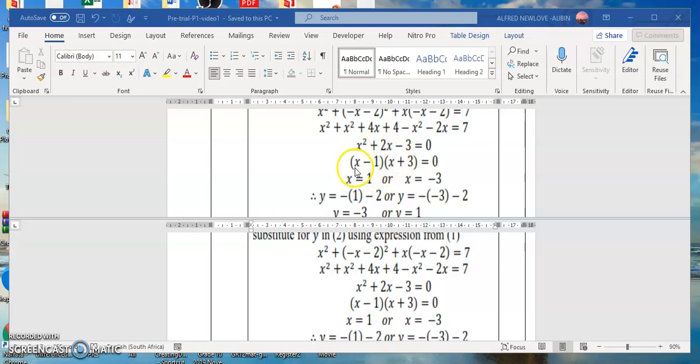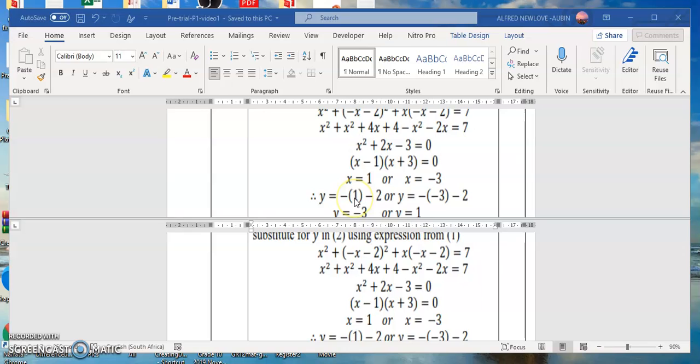To use the factor method, you find two numbers which when you multiply you get negative 3, and when you add you should get plus 2. So if you check, minus 1 times 3 will give us negative 3. Then minus 1 plus 3 is going to give us 2. So these are the two factors. So it means x minus 1 is equal to 0. If I transpose, I'm going to get x is equal to 1. Or x plus 3 is equal to 0. If I transpose, I'm going to get minus 3.